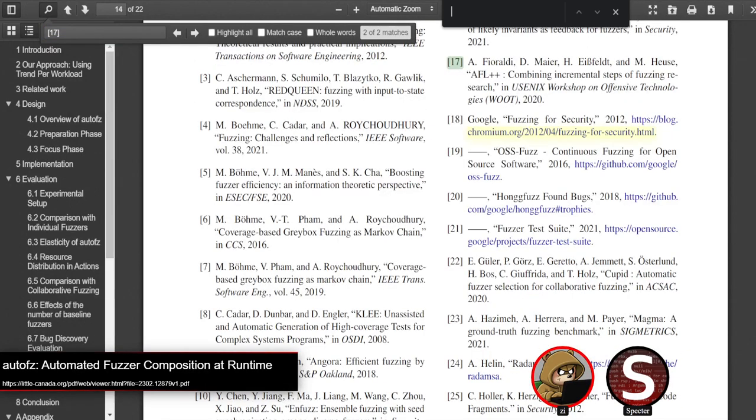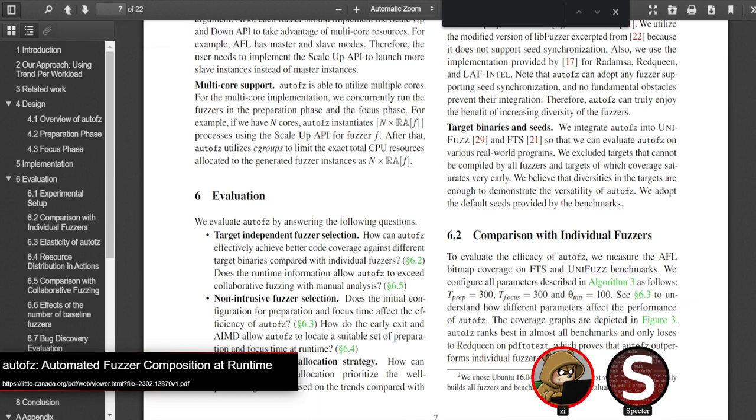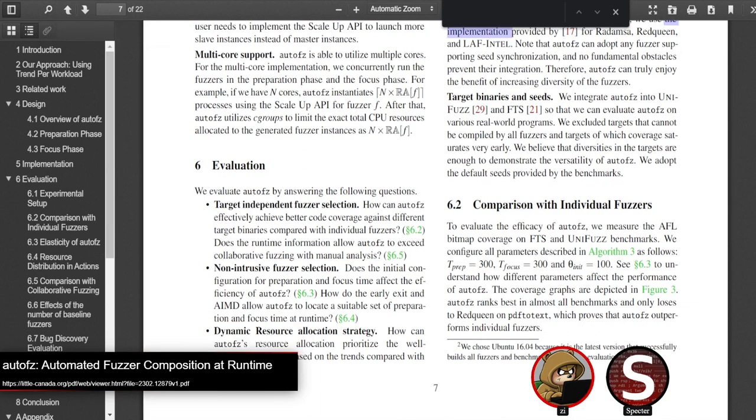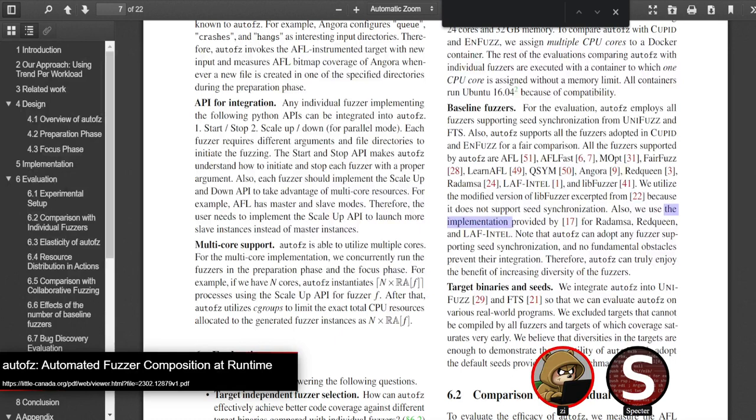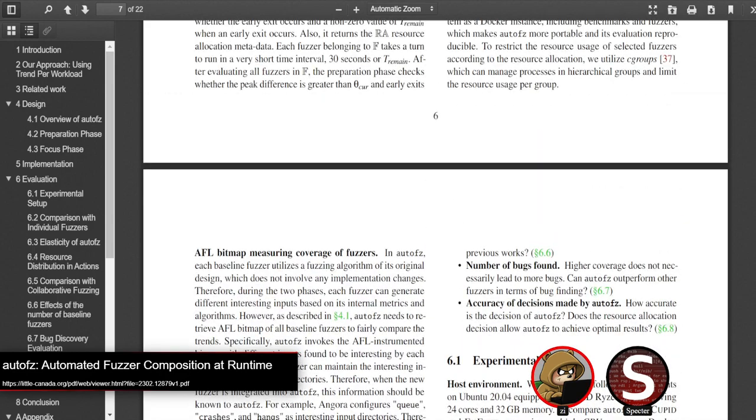Let me find it here. When they're talking about, yeah, we also use the implementation provided by footnote 17, which is AFL++ for, oh, I'm sorry, LAF-Intel, not the MOpt. I misspoke earlier. So they use it there. Anyway, that's kind of a minor thing.